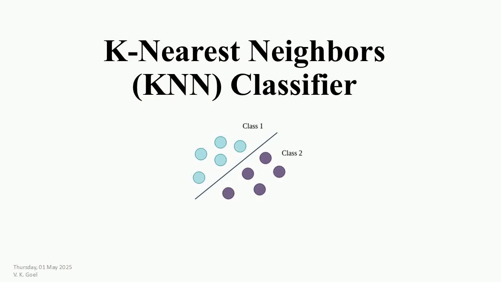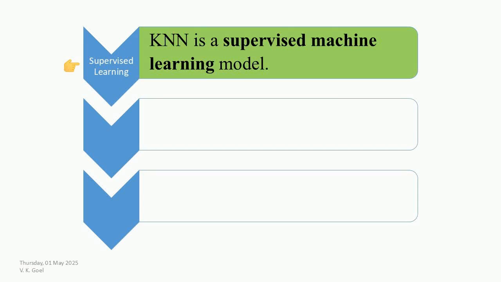KNN stands for K-nearest neighbors classifier, and is popularly used for binary as well as multi-class classification. In the KNN abbreviation, K represents the number of neighbors of a given query. KNN is a supervised machine learning model.